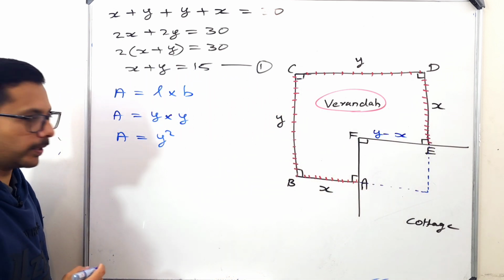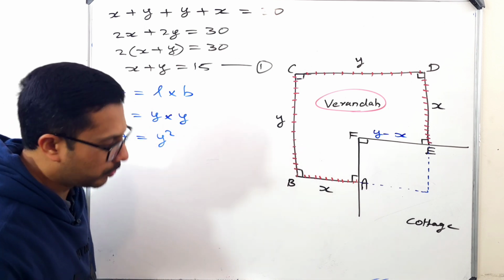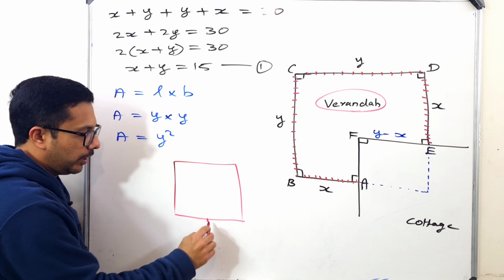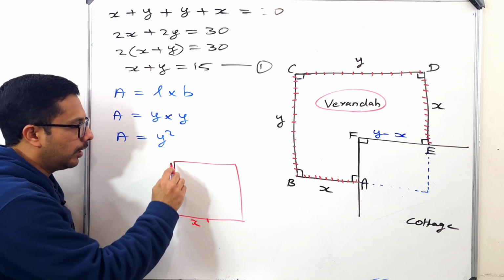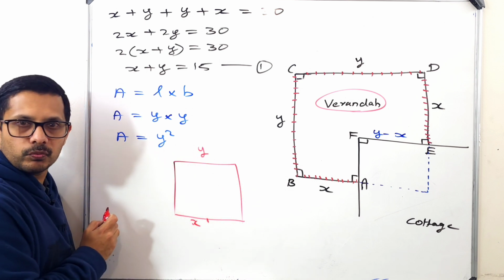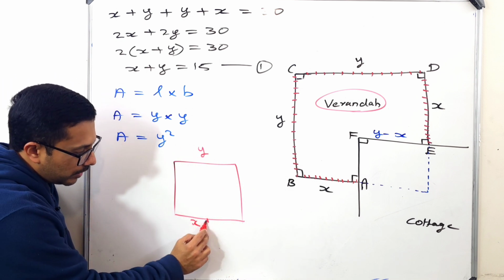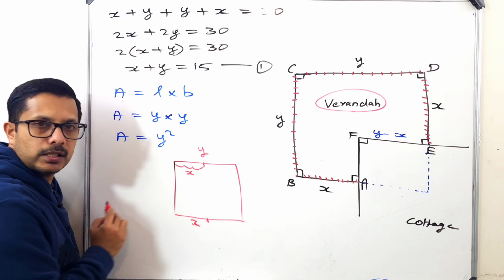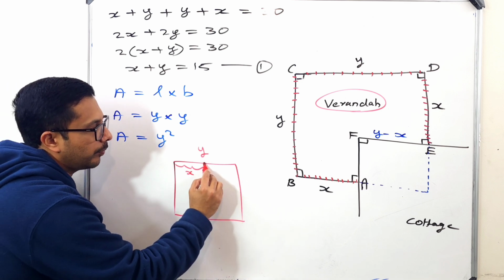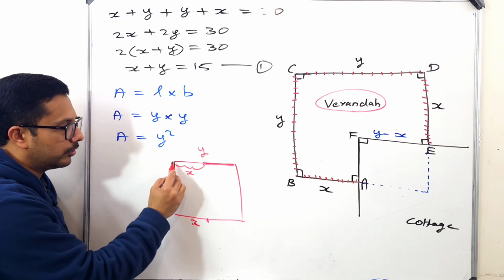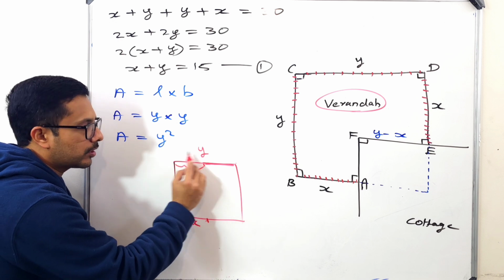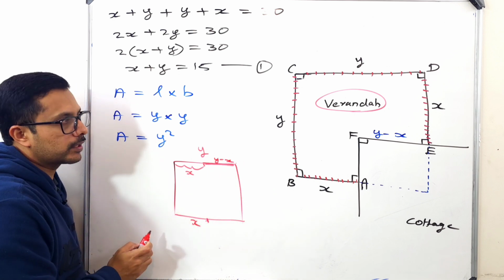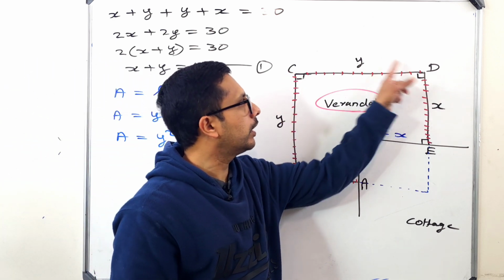Do you understand that, guys? Listen here, it's a very simple concept. Those who understood, fine. Those who didn't, please listen. Up to here, the length is x, and the full length here is y. So how can I find the remaining length? Total length minus this x. That means the total length y minus this length x. So what is this length? y minus x.